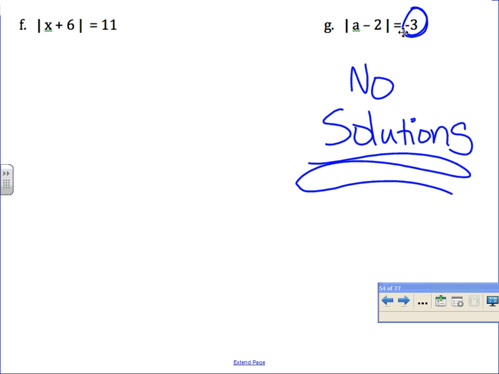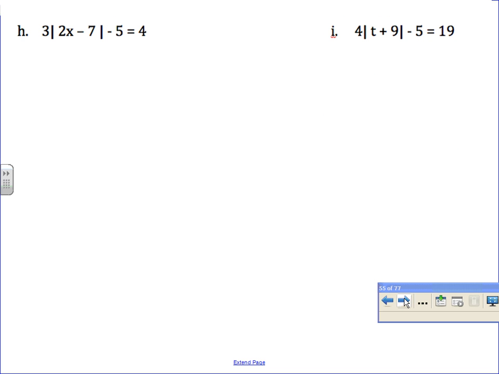And I want to do some of the harder ones. So let's take a look at letter H. I just want to do, I think, two of them on here. Letter H is kind of different because this is not in the form absolute value of something equals a number. So we first need to get everything to the other side except for what's in the absolute value symbol. So we need to take this -5 and move it to the other side.